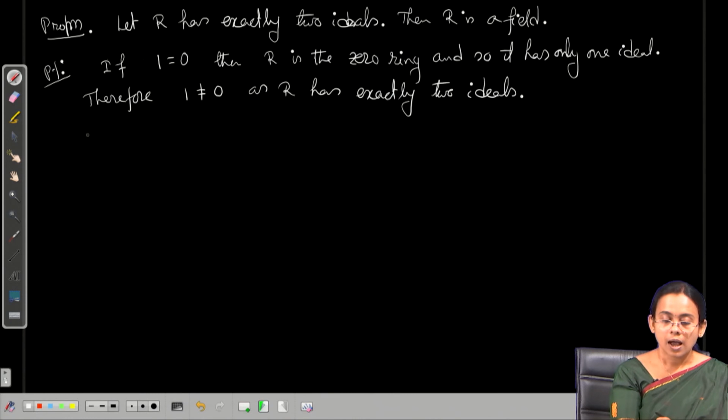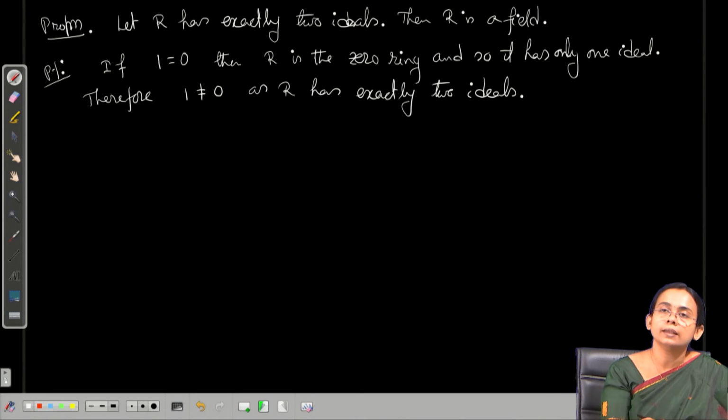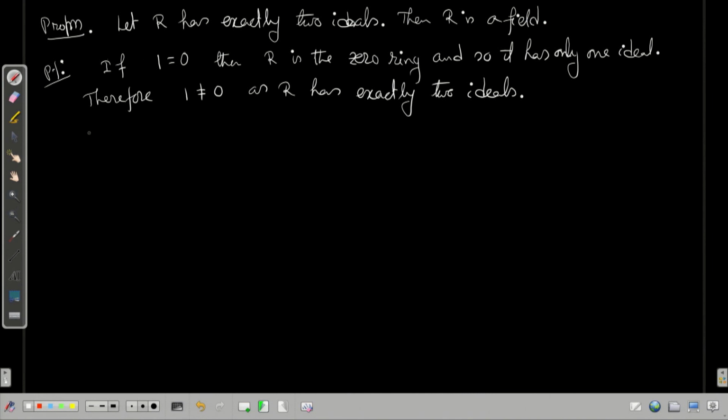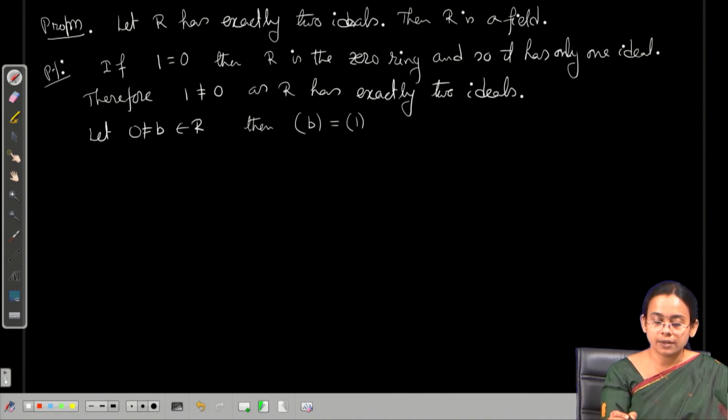So, now I would like to show that R is a field. So, I have this unit ideal and the 0 ideal. Now, I would like to show that every non-zero element has an inverse. So, let B be a non-zero element in R, then I would like to show that it has a multiplicative inverse. Then if I consider the ideal generated by B, it cannot be the 0 ideal because B is a non-zero element, but I have only 2 ideals. So, it has to be the unit ideal.